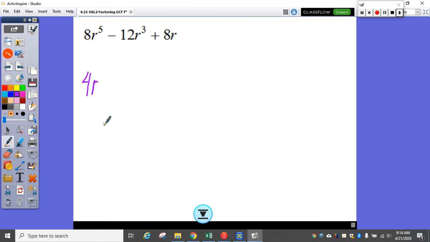Now the other way to look at this is, if all of these terms have a variable, pick the one that has the smallest exponent. This has an exponent of 5, this has an exponent of 3, and this has an exponent of 1. So pick the one that has the smallest exponent. In that case, it's 1. So now we see what we have left. Again, this is my divisor, so we have 4r. We're going to divide each one of these terms by 4r.